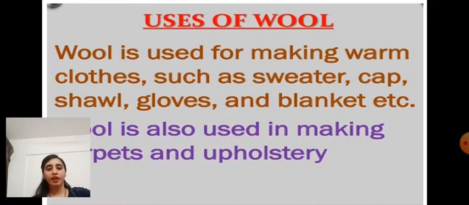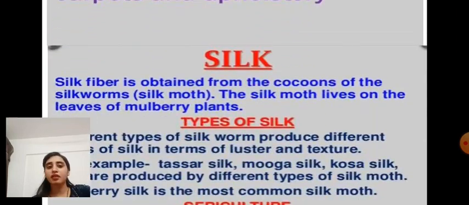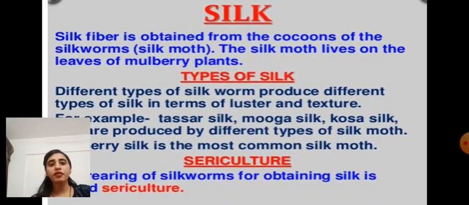Next one is about silk. Silk is a fiber that is obtained from cocoons of the silkworm, or you can say silk moth. And the silk moth lives on the leaves of the mulberry plant. These are present on mulberry plants.